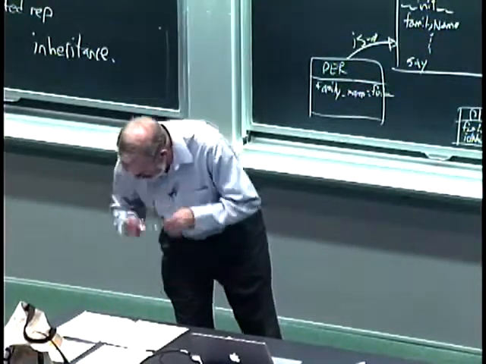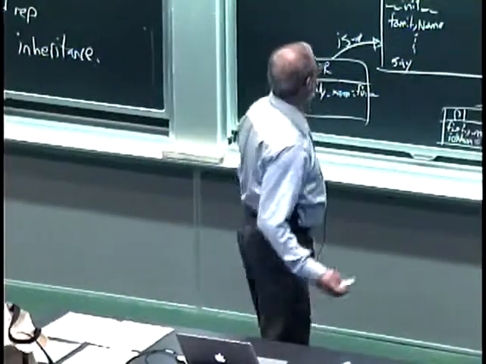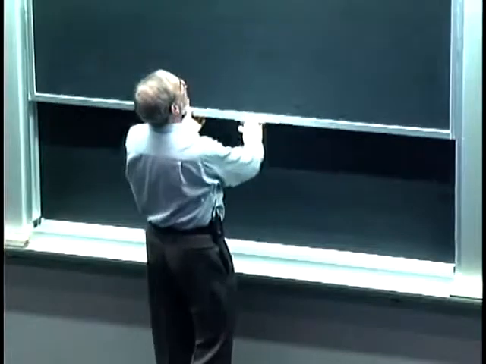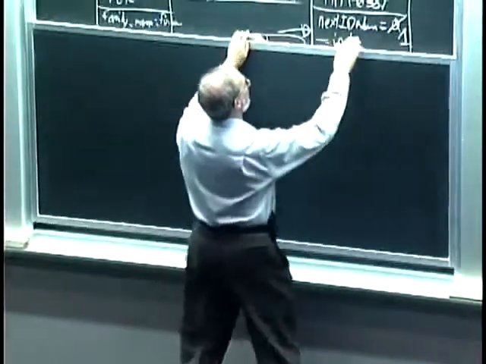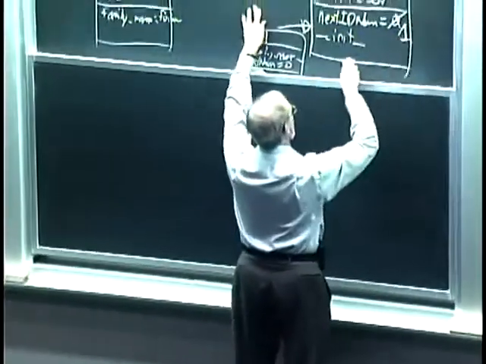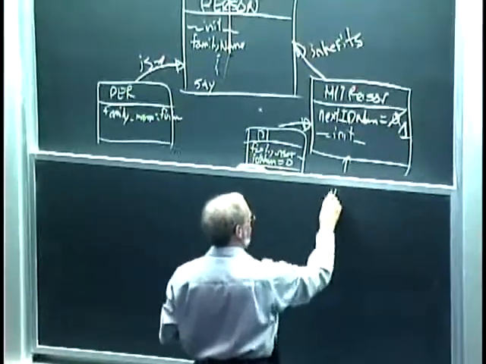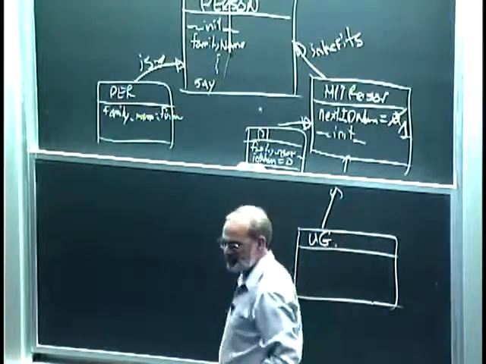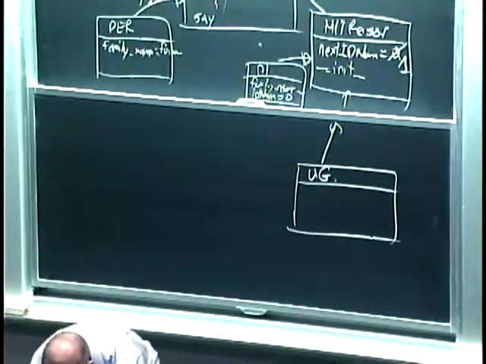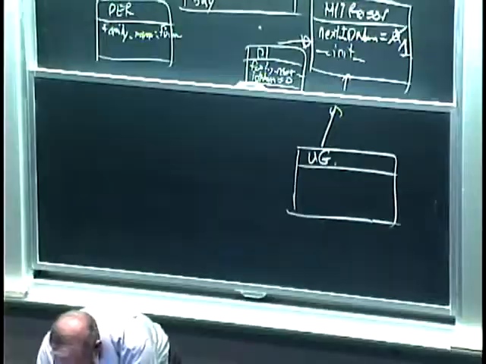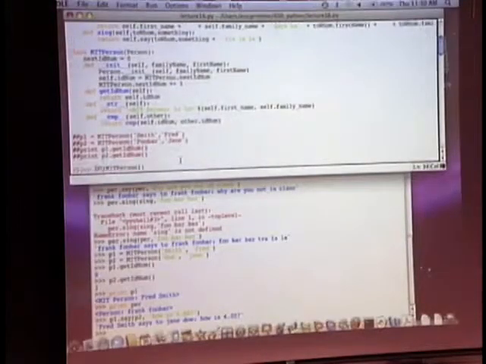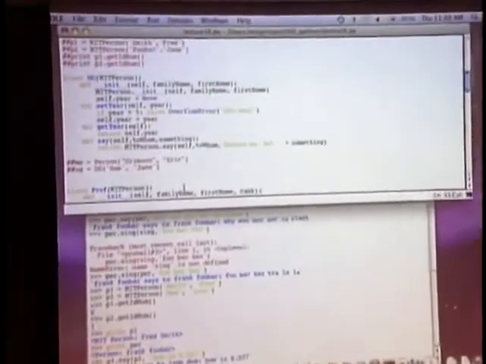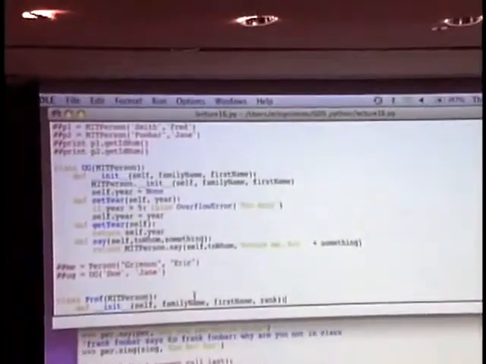Okay, so we've got an MIT person, we can use that. Let's add a little bit more to our hierarchy here. So I'm going to create the specialization of an MIT person, which is an undergraduate, a special kind of MIT person. All right, so if I go back up here, let's build an undergraduate. Okay, there's the class definition for an undergrad.